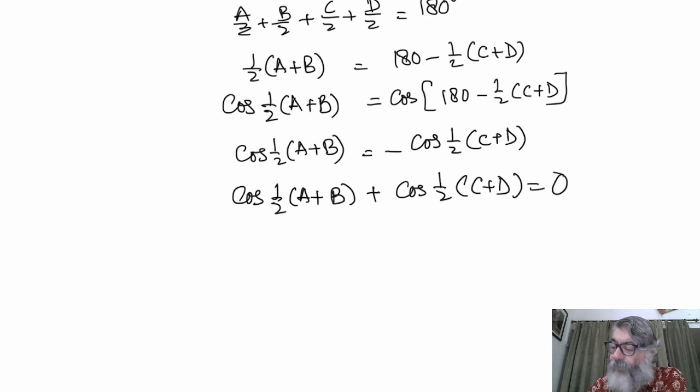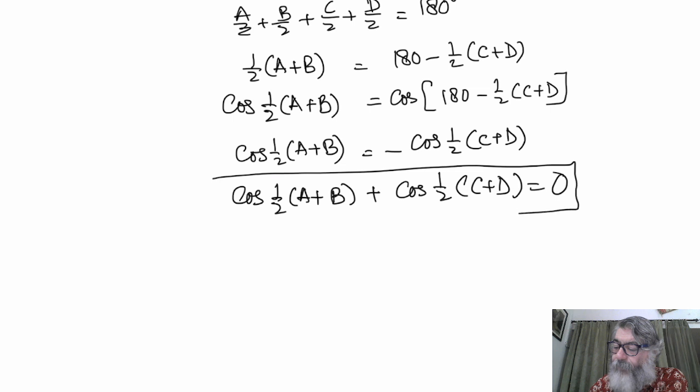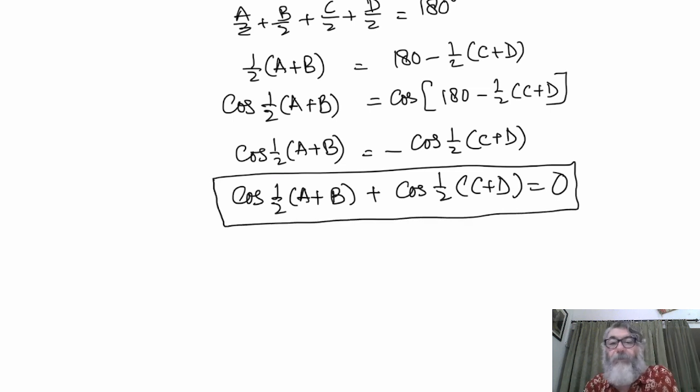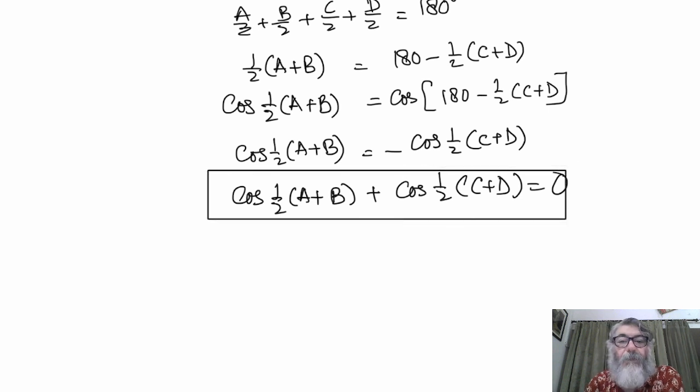This is what we had to prove actually. If you look into that, we had to prove that cos half of A plus B plus cos half of C plus D should be equal to 0.